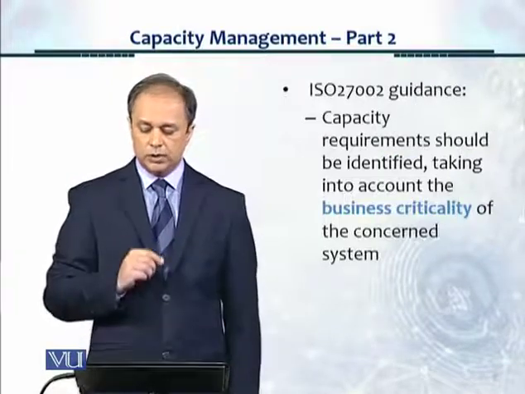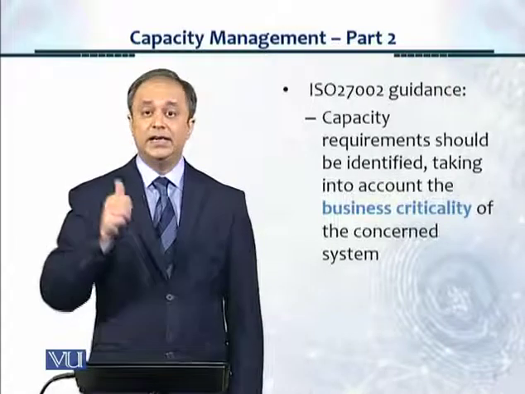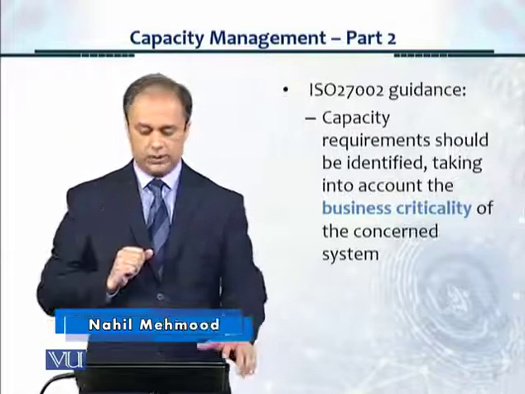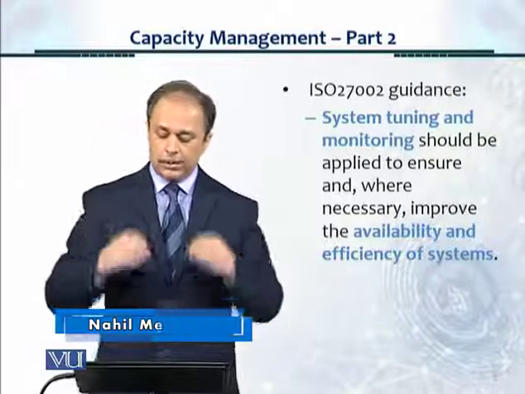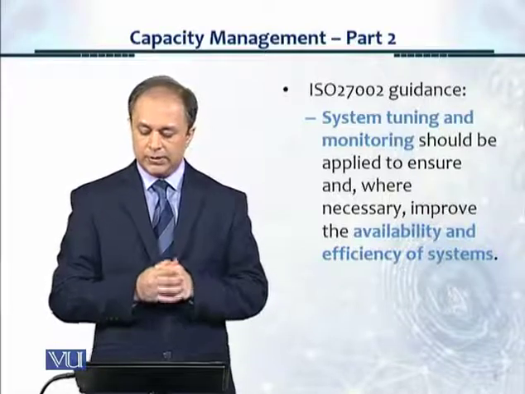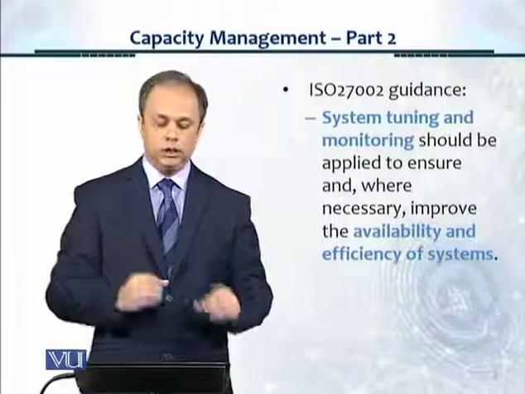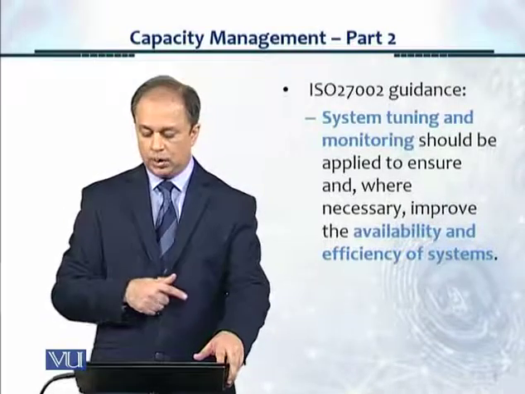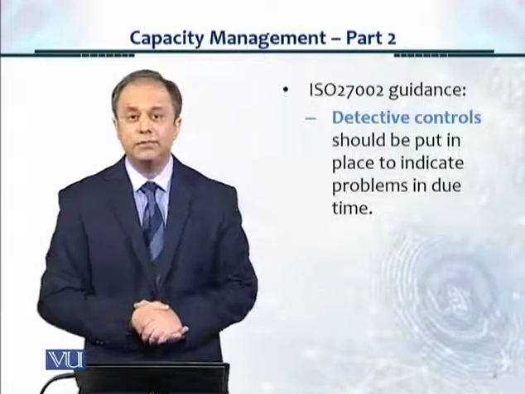So 27002 guidance says the following: capacity requirements should be identified, taking into account the business criticality of the concerned system. This is the first point. The second point: system tuning and monitoring should be applied to ensure and, where necessary, improve the availability and efficiency of the systems. So you need to do tuning and monitoring to ensure and improve the availability and efficiency of the systems.